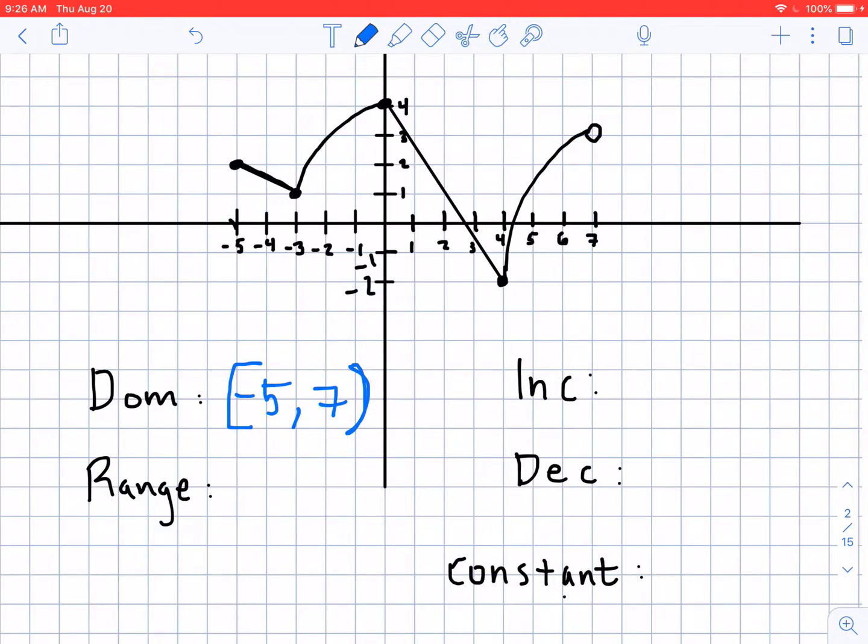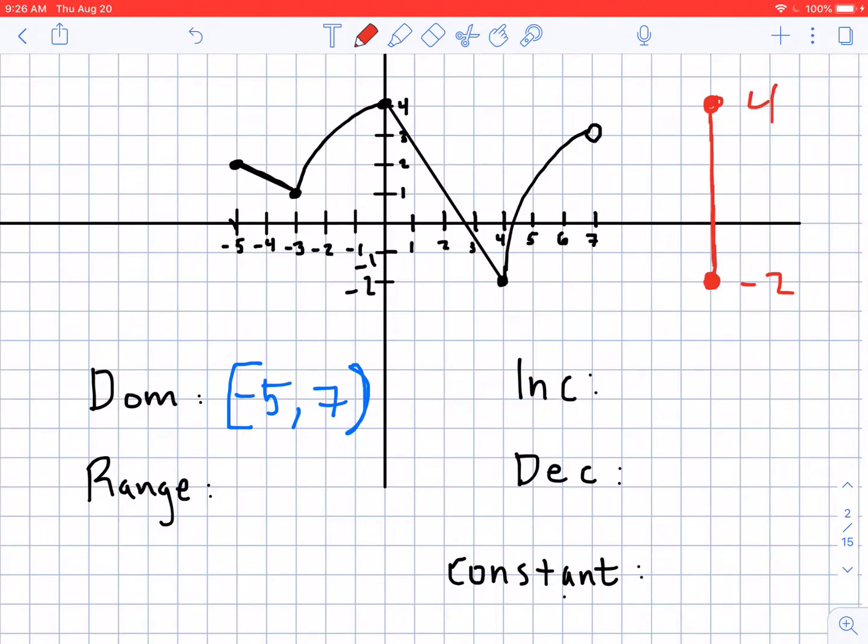Cool. What about the range? What's the range of this function? Well, range, if domain is left to right, then range is bottom to top. So what's the lowest point we have here? It looks like it's way down here at negative 2. And then what's the tallest point? Well, it goes up and up and up until it goes to 4, and it never gets higher than that.